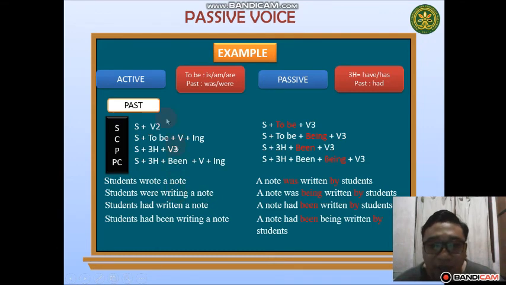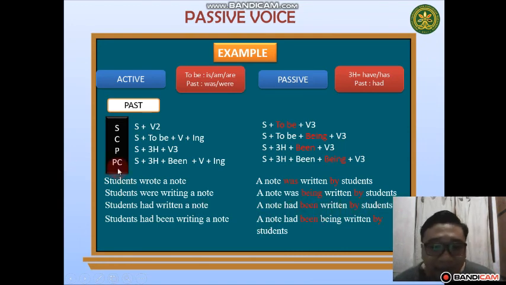You have to remember this is past. The to be is using were or was. So for example, students were writing a note. Because this is continuous, it is a note was being written by students. And the perfect one is students had written a note. In here, a note had been written by students.